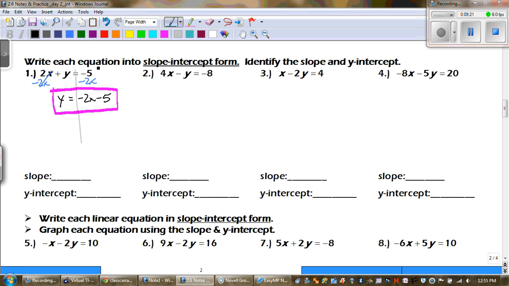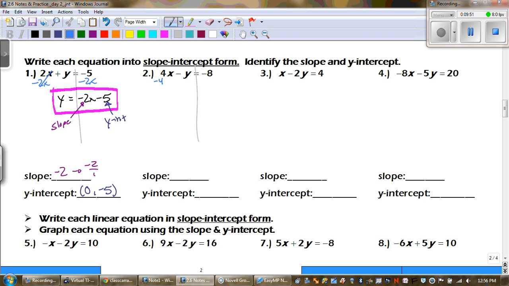And our slope is negative 2, or you might want to write that as negative 2 over 1. And then our y-intercept, the point is (0, negative 5). Remember right there, that's our y-intercept, and that is our slope. Okay? Let's do the next one together again.